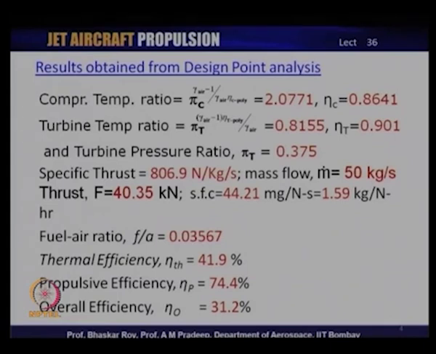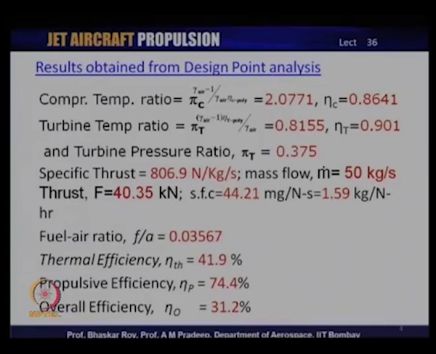The corresponding SFC would be 44.21 milligrams per newton per second, which can also be expressed in terms of kilograms per Newton hour. The corresponding fuel air ratio, F by A or f, would be 0.03567, and that is a fuel air ratio that we would be looking at. Thermal efficiency of this engine at the design point would be 41.9%. The propulsive efficiency eta P would be 74.4%, and the corresponding overall efficiency of the engine would be 31.2%.